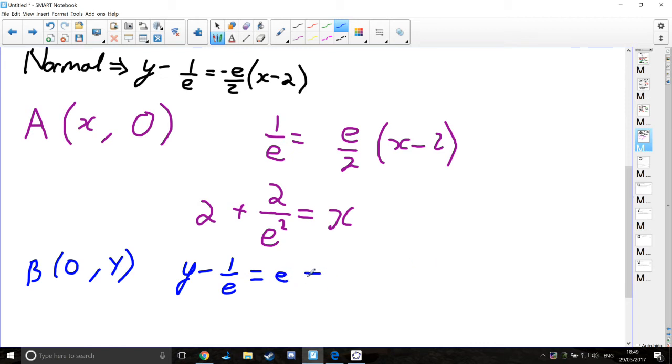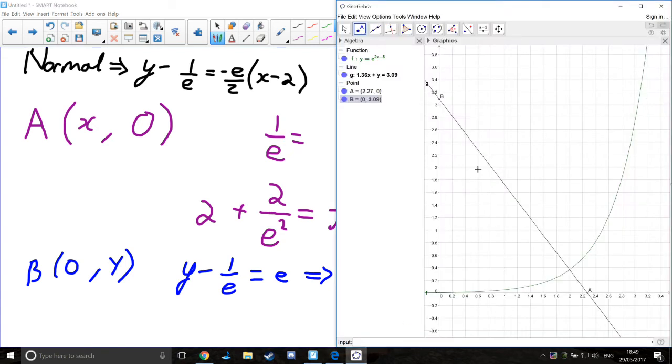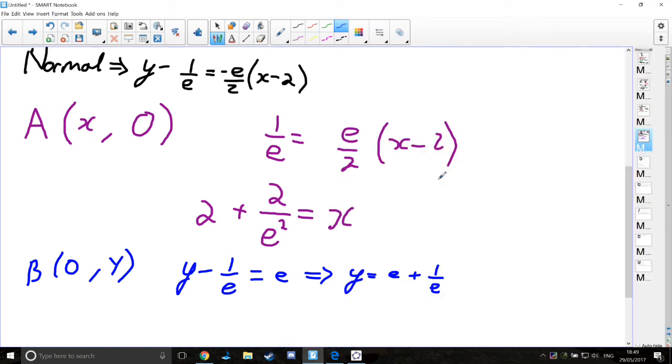So that gives us y equals e plus 1 over e. And we can check that in the calculator. So that's going to be e plus 1 over e. And on the calculator I got 3.086, which is 3.09. That's right. Okay, so this is what we've got for our triangle so far.